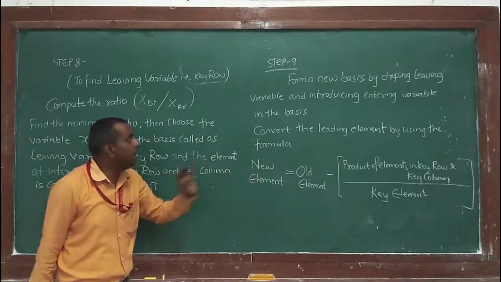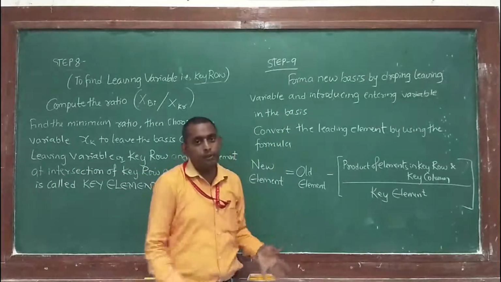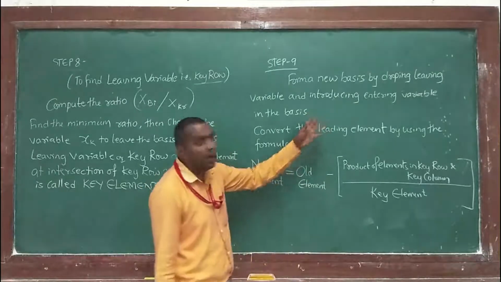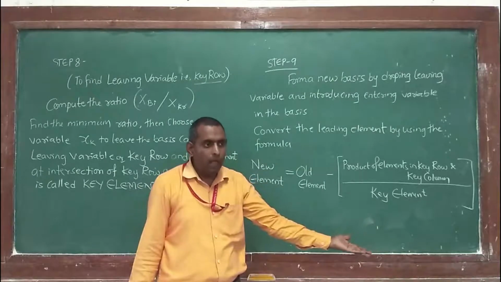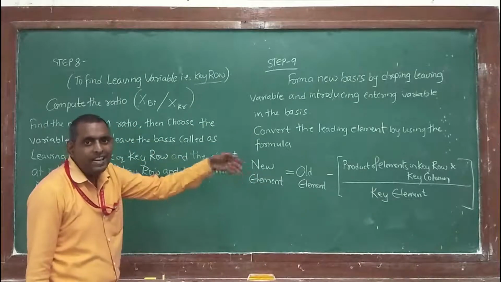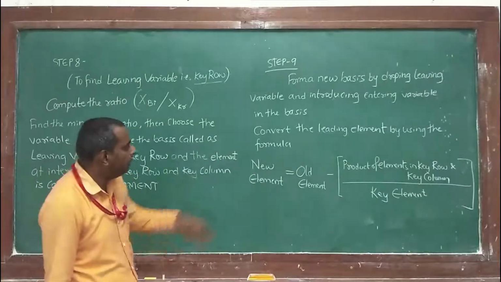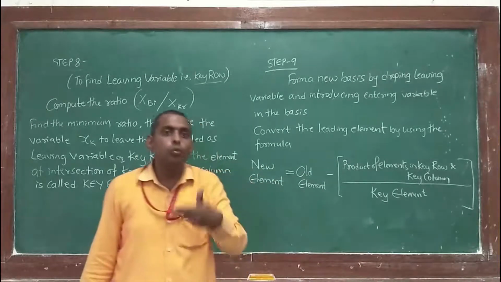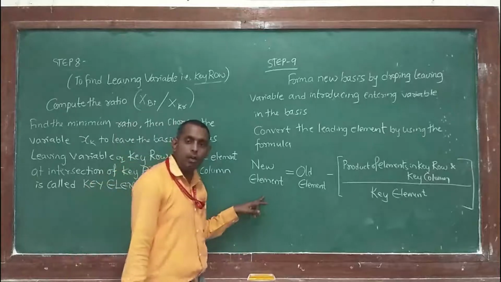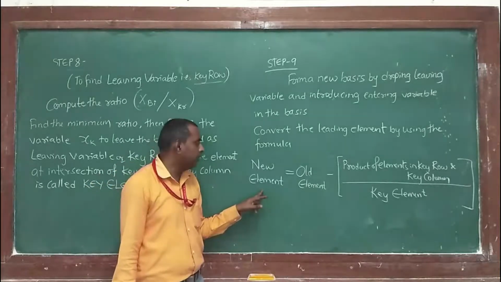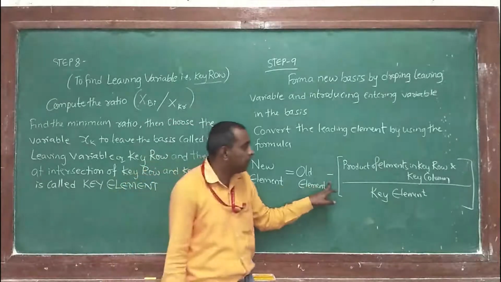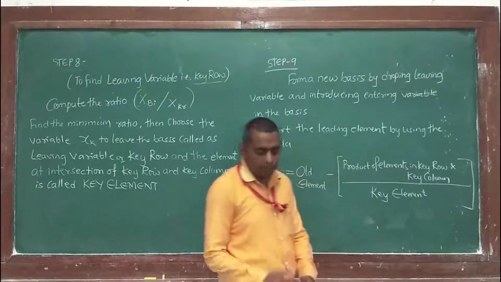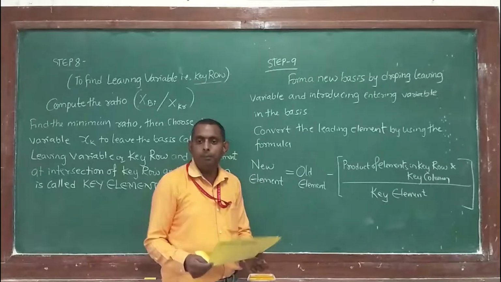Let me explain this step number 9. So form a new basis. I mean to say, form a new simplex table, that is called the new basis, by dropping the leading variable and pushing the entering variable into the basis. Fine. Convert the leading element by using the formula. So new elements have to be calculated. Those values will be calculated by using this formula: new element is equal to old element minus product of elements in key row and key column divided by key element. Fine. This is the formula.